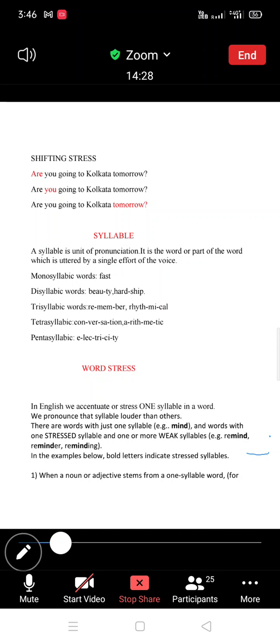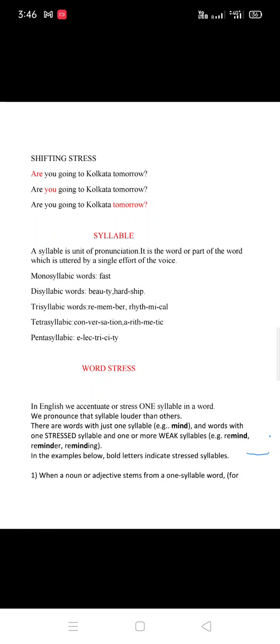Now, syllables. Okay. So, what we have discussed till now, this is regarding sentence stress. Now we will go to word stress, but before that you have to identify what is syllable. Yes, you have to divide the words into syllables. Okay, so how can we divide? Now we will discuss what is syllable.